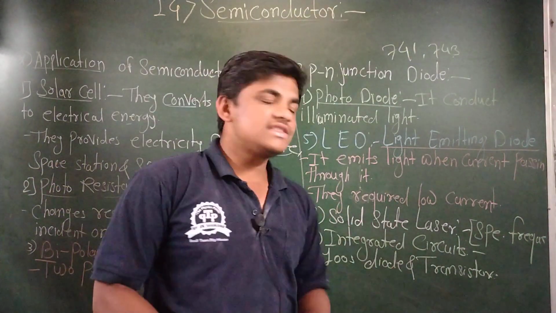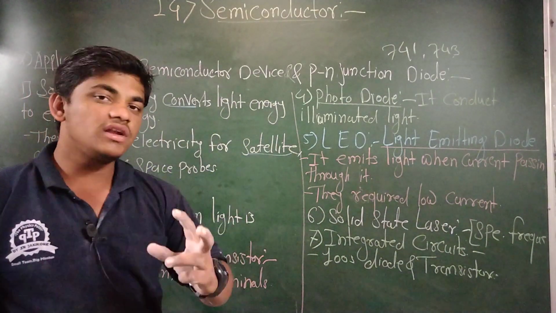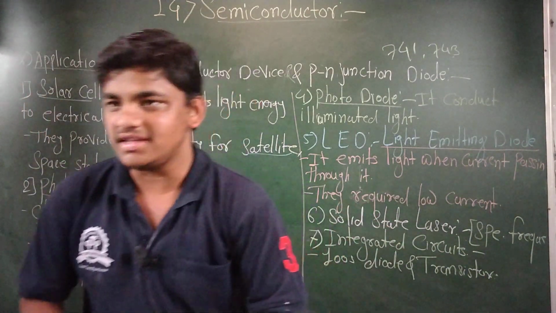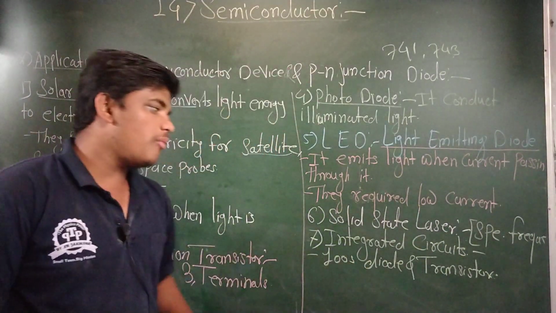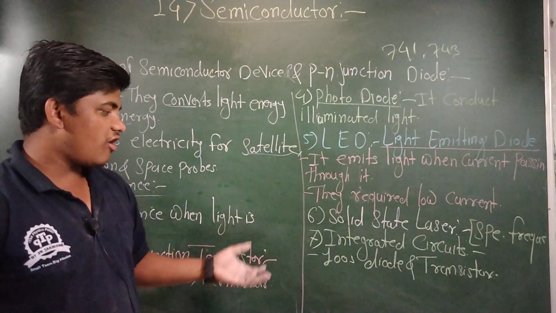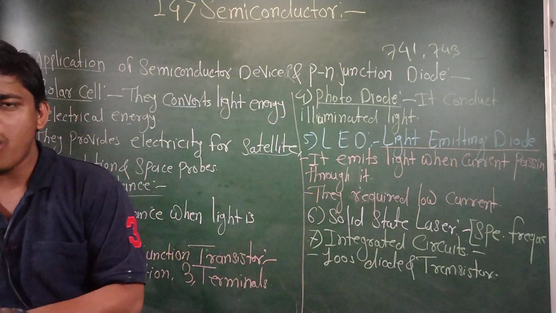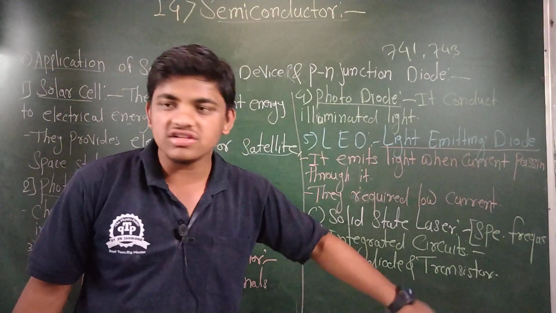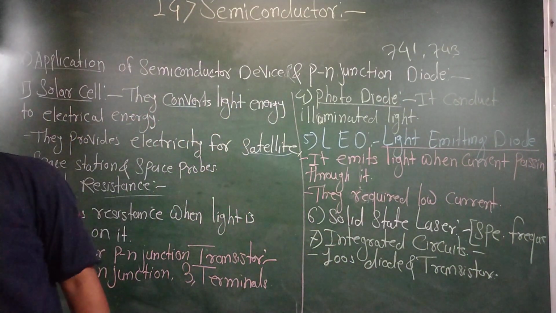Then solid state lasers are a special type of LED and they can emit specific frequencies. They are also small in size and consume low power. This is all about it. And the last one is the integrated circuit. Small devices having hundreds of diodes and transistors. They perform work in a large number of electronic circuits.